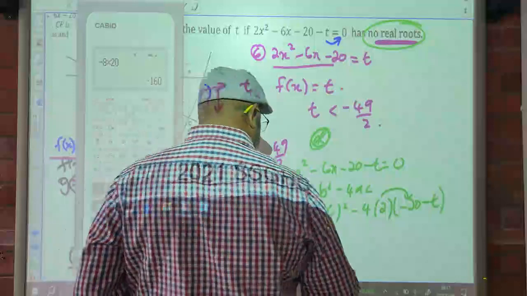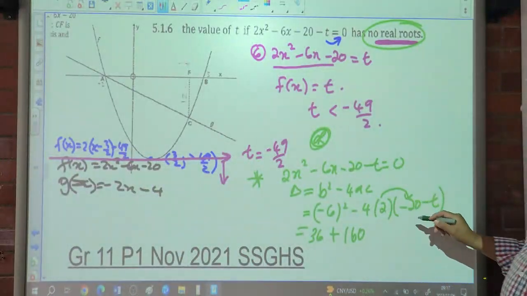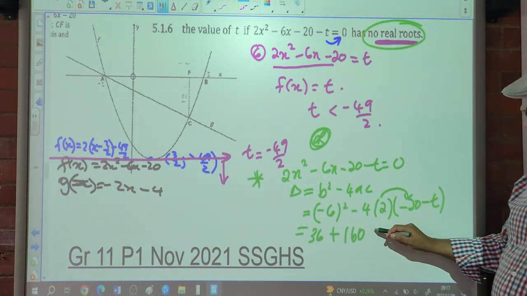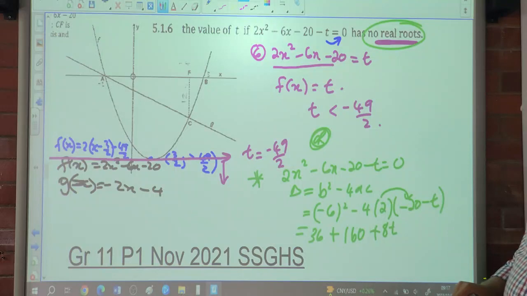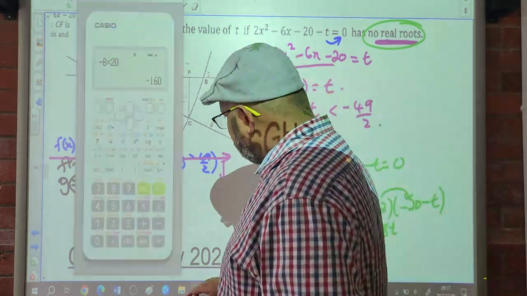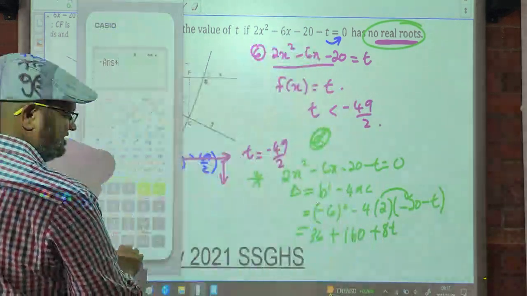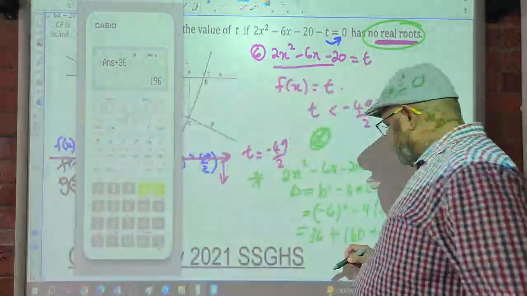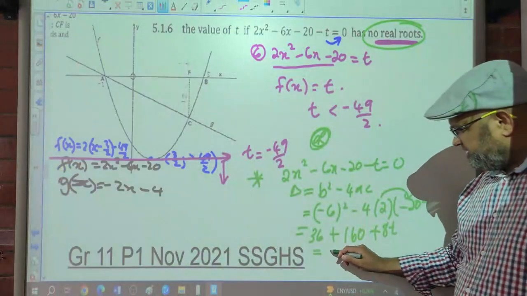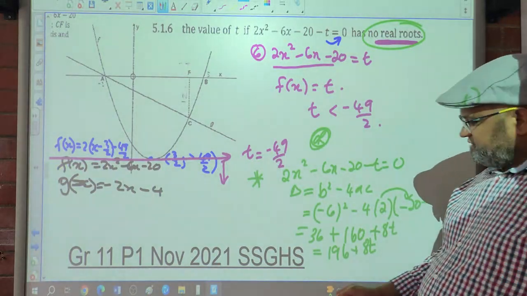Now 160 positive, and negative 8 times negative t is positive 18. So what is 160 plus 36? So 196. Okay, so that's going to be 196 plus 18. So what did you say?